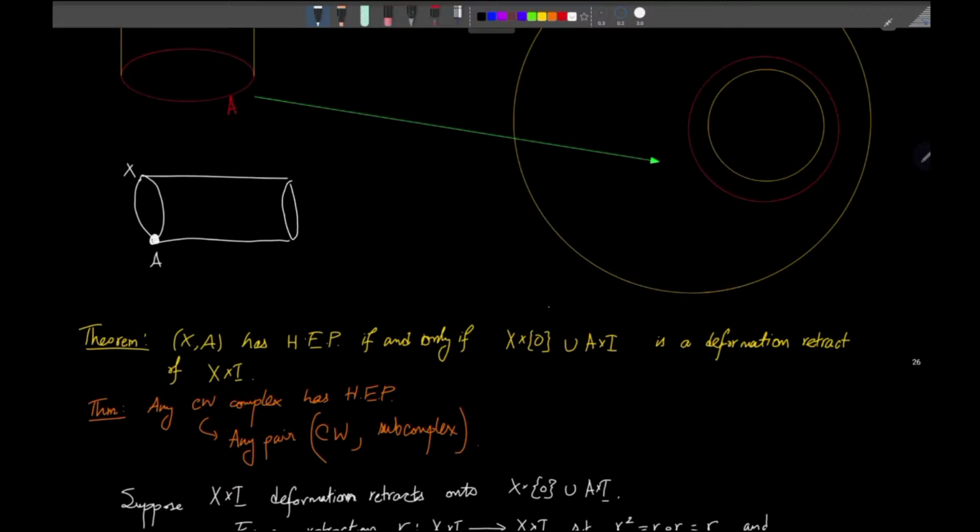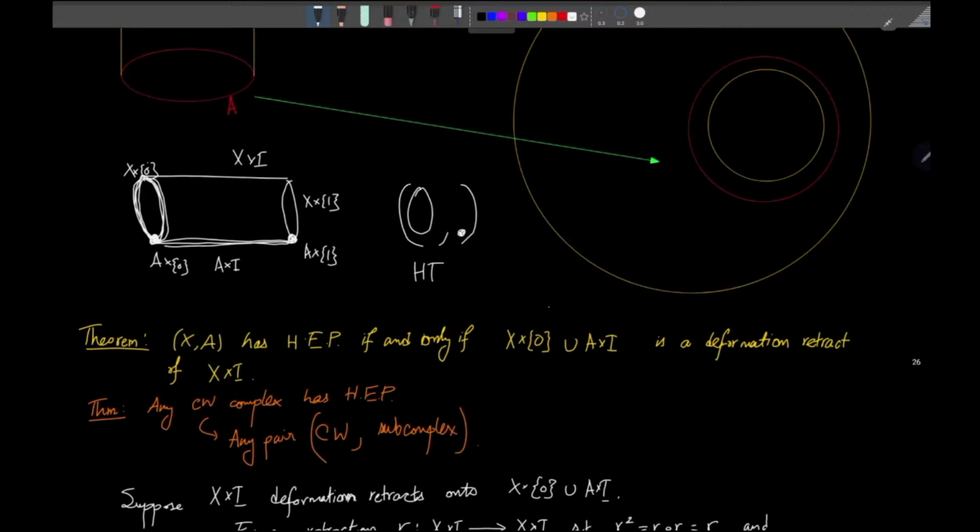This is the cylinder on the circle, which is basically this A cross I, and let's say we make copies of this. This is A cross 0, this is A cross 1, this entire space is A cross I, this is X cross 0, this is X cross 1. And this line right here, this entire line is A cross I, and this circle is X cross 0.